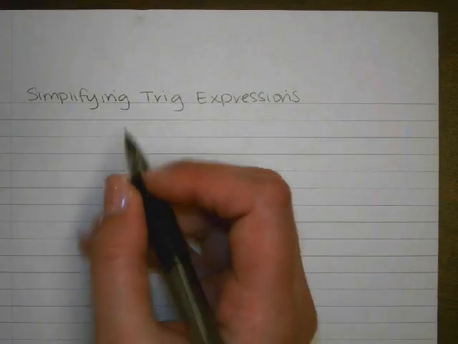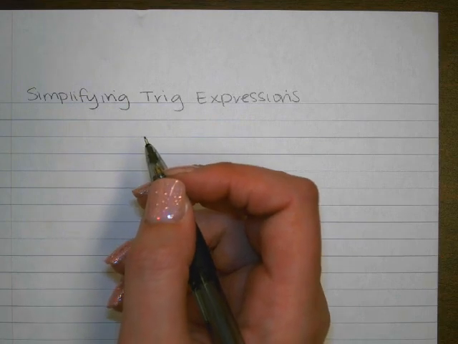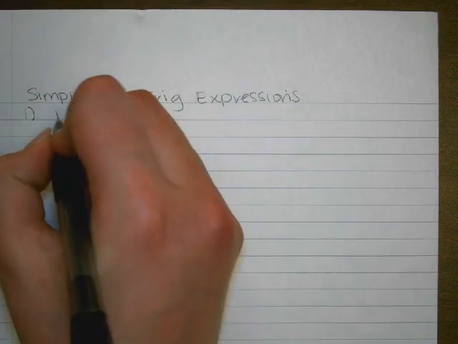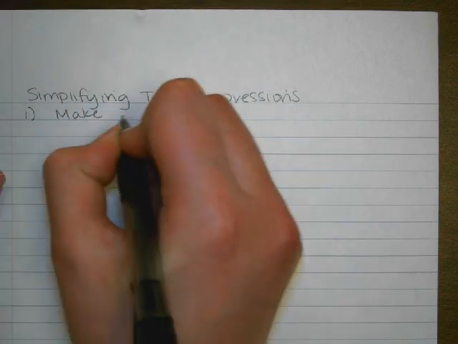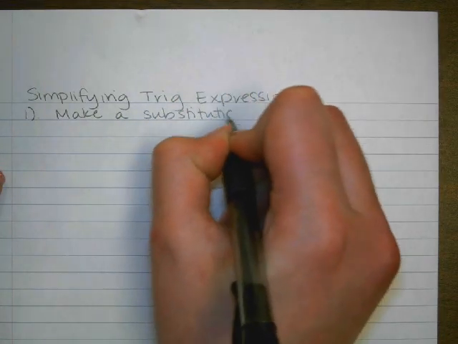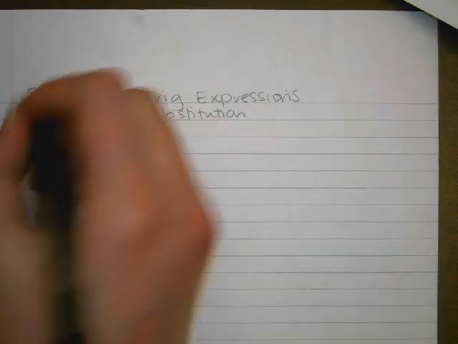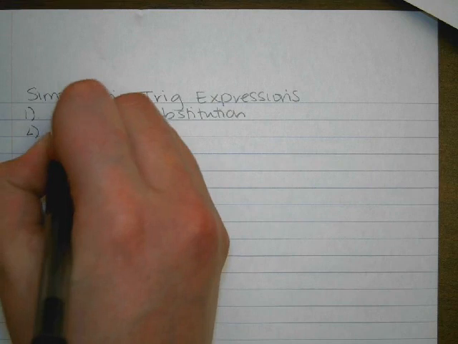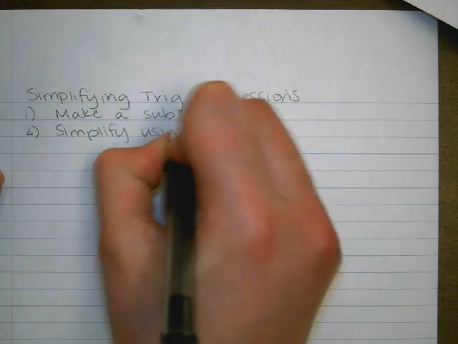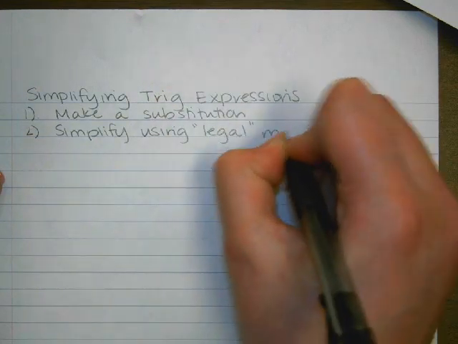So when you simplify trig expressions, there are basically 2 steps that you do, and you just do them over and over and over again. So the first step is to make a substitution. And those substitutions always come off of this sheet. The second step is to simplify. And this is what I call using legal math moves.